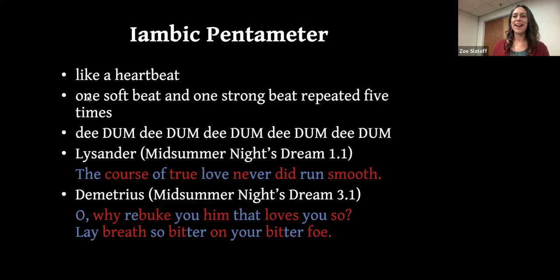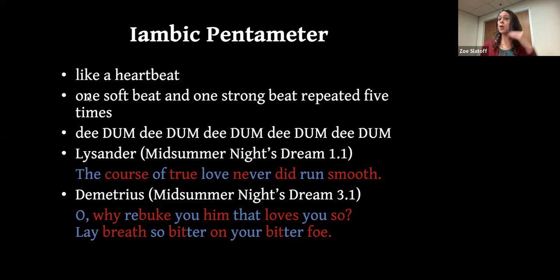Iambic pentameter. That seems sort of timely in a way. Right? Iambic pentameter is like a heartbeat. There is one soft beat and one strong beat, and it's repeated 5 times, penta. Right? We sort of get this dee-dum, dee-dum, dee-dum, dee-dum, dee-dum, like a heartbeat.